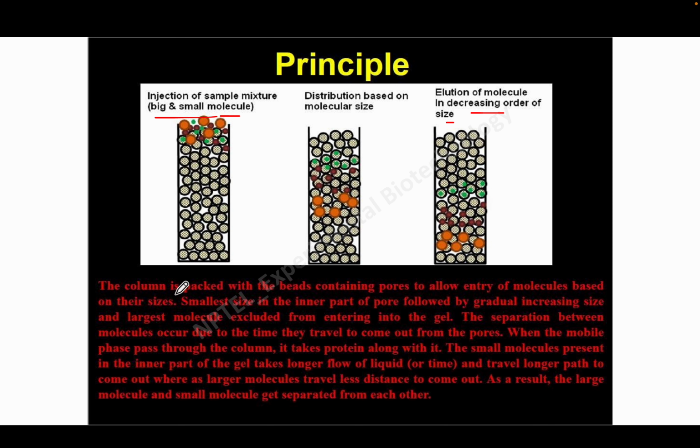The column is packed with beads containing pores to allow entry of molecules based on their sizes. The smallest size goes into the inner part of the pore, followed by gradually increasing sizes, and the largest molecule is excluded from entering the gel. The separation between molecules occurs due to the time they take to come out from the pores. When the mobile phase passes through the column, it takes protein along with it. The small molecules present in the inner part of the gel take longer flow of liquid and travel a longer path to come out, whereas larger molecules travel less distance to come out. As a result, the large and small molecules get separated from each other.